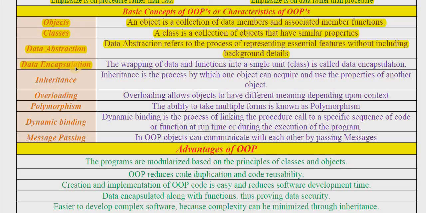Next, data encapsulation. Encapsulation means packing or covering. So data encapsulation means wrapping, covering. The covering of data and function into a single unit is called data encapsulation. Next, inheritance. What is inheritance? Inheritance is the process by which one object can acquire and use the properties of another object. It means in inheritance, one object or one class can reuse the properties of an old class or old object.